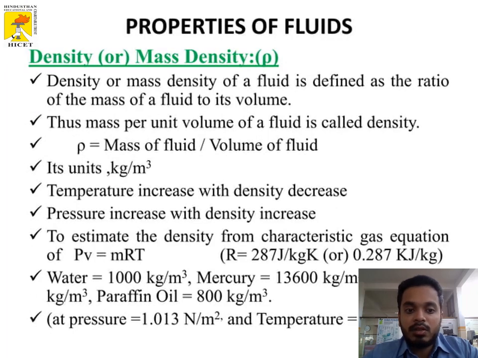Next is properties of fluids. In the properties of fluid, the first one is density or mass density, which is represented by the symbol rho. Density or mass density of a fluid is defined as the ratio of the mass of a fluid to its volume, which is given by the formula: density equals mass of fluid divided by volume of fluid. It is represented in the units kg per meter cube.